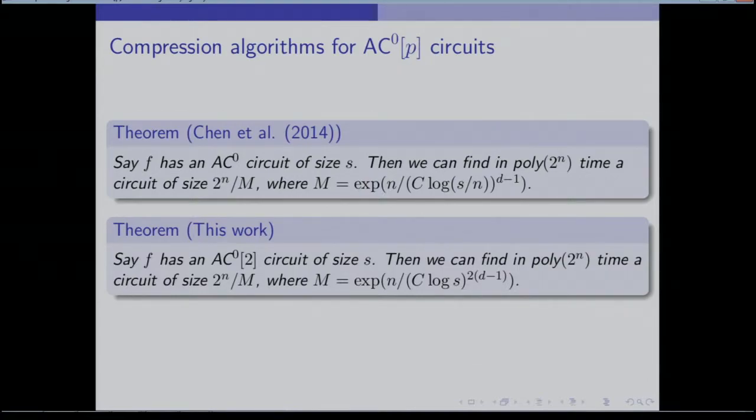And it turns out that this result also works for AC0 mod p, where p is any prime. So I just wanted to state these results formally, but for the rest of the talk, I'll just think of D as some constant. So we look at some constant depth circuit, and let's assume that S is polynomial. So S is n to the order 1, D is a constant. And in that setting, what we really want is a circuit of size 2 to the n over exponential in n over polylog n. That's the regime that we'll be shooting for.